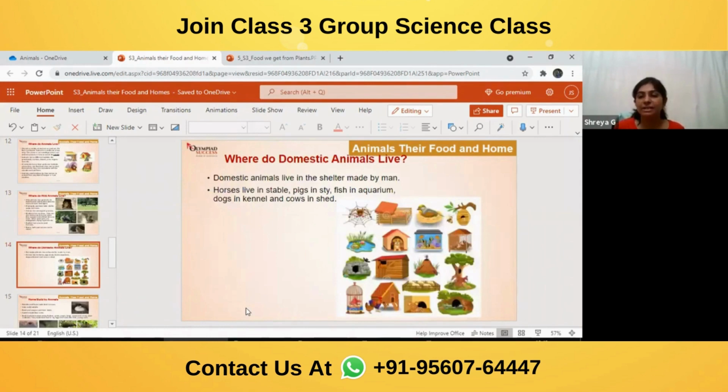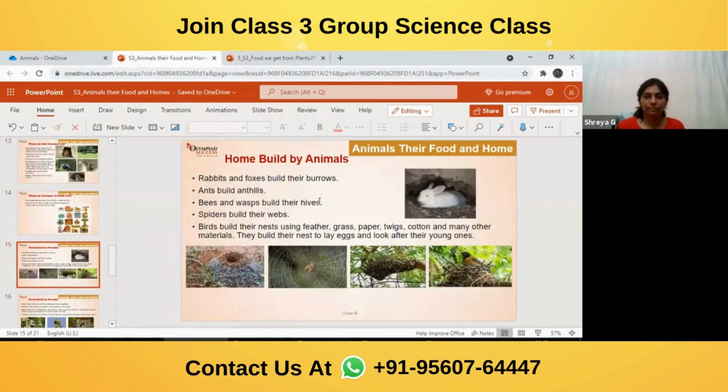Where do domestic animals live? There are two types of animals, domestic and wild. Domestic animals live in our homes, which are known as pets. And wild animals live in forests. For domestic animals, we make small houses, like fish in an aquarium, dogs in a kennel, cows in a shed. How are homes built by animals?